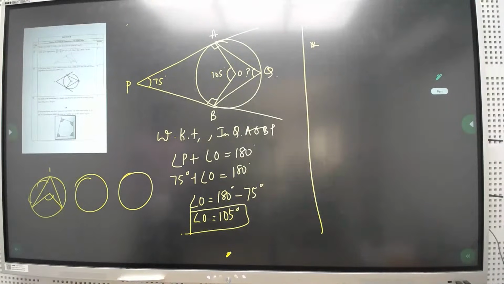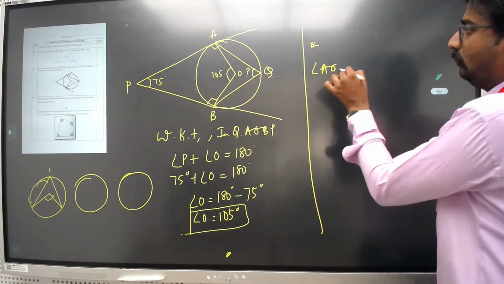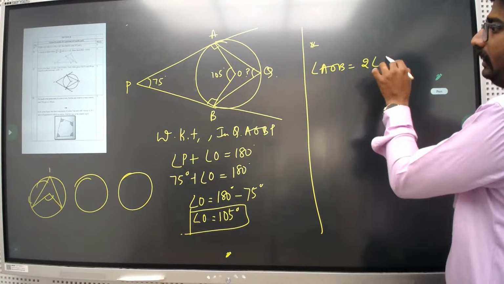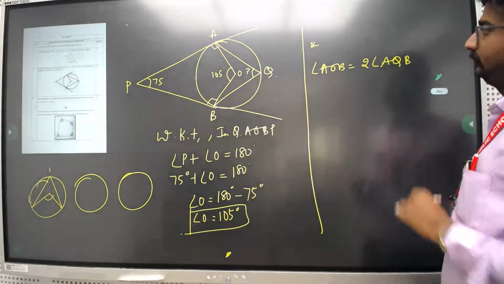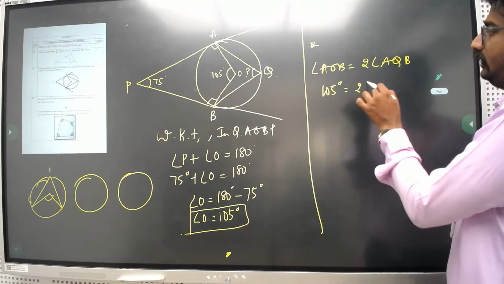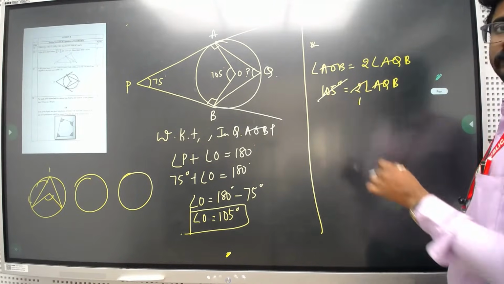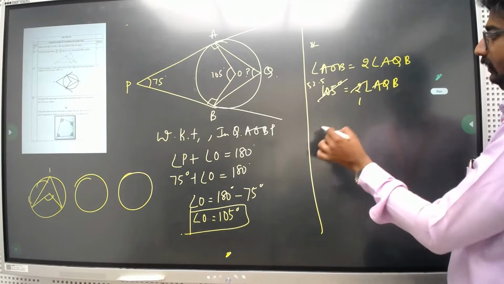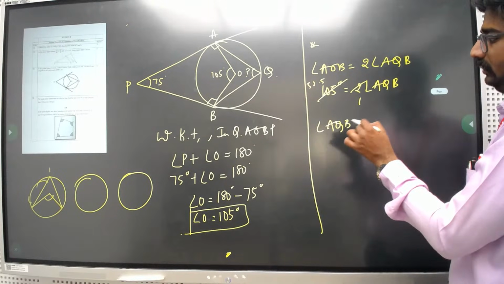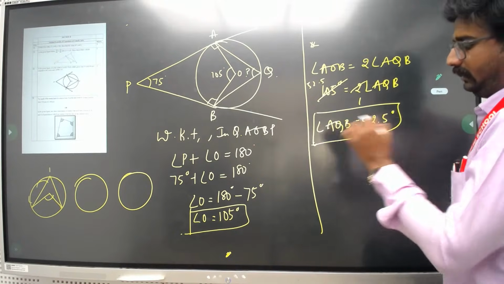So same concept. Angle AOB is equal to double of angle AQB. What is AOB? 105 degree. Twice of AQB. So angle AQB is equal to 52.5 degree. Complete.